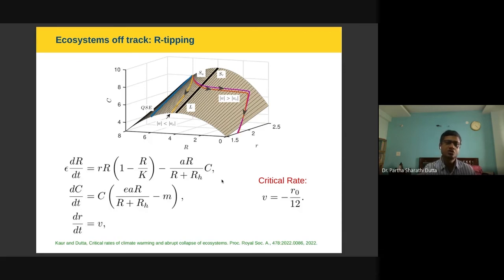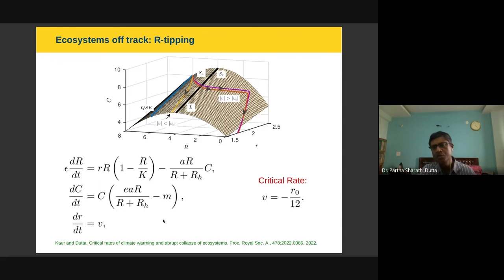So this is now the system. The first two equations are the epsilon dr by dt resource equation and dc by dt, the consumer one, which are coupled to r and c, and then this r I make time dependent and give it a rate v. By applying geometric singular perturbation theory and ideas of canards, one can actually analytically calculate this critical rate v. Here is a very recent paper published with my PhD students in Proceedings of the Royal Society A. More detailed analytical calculation for such systems can be found in this paper. So it is possible to analytically calculate the critical rate.